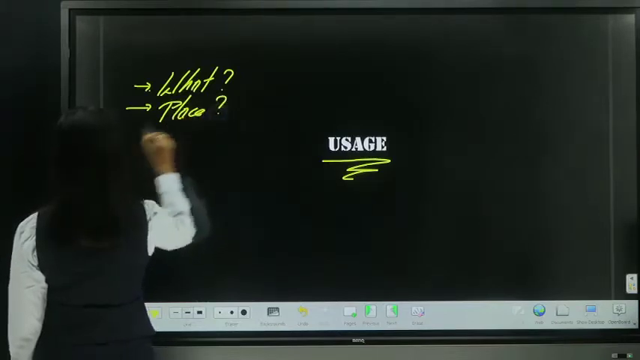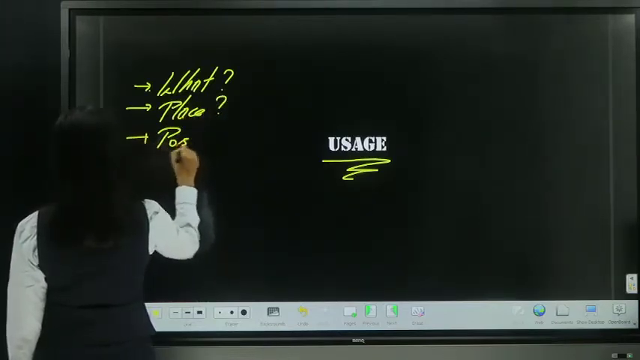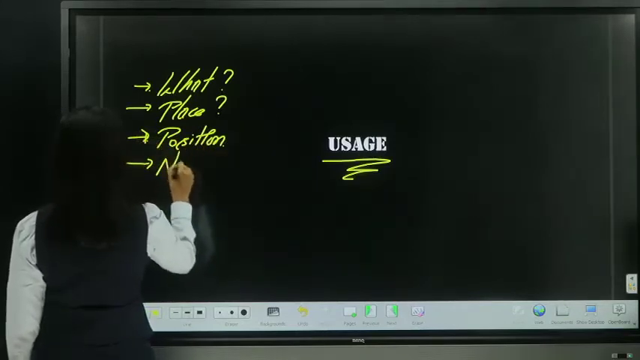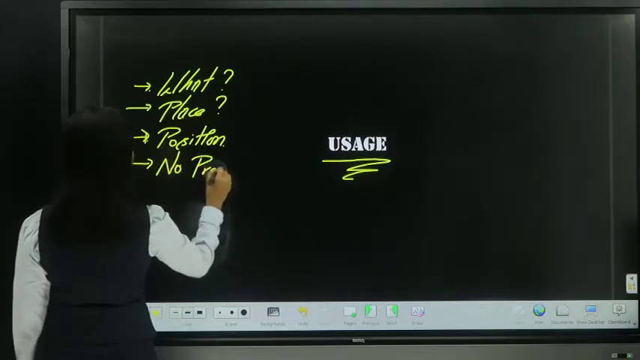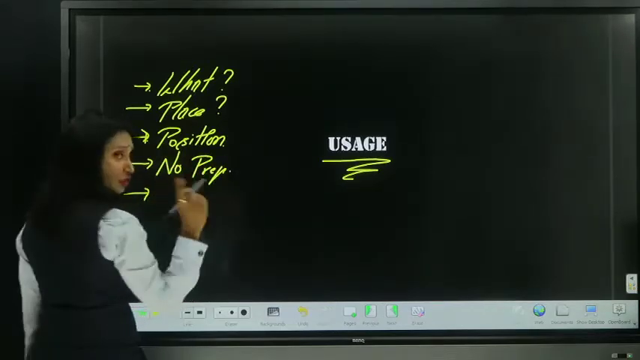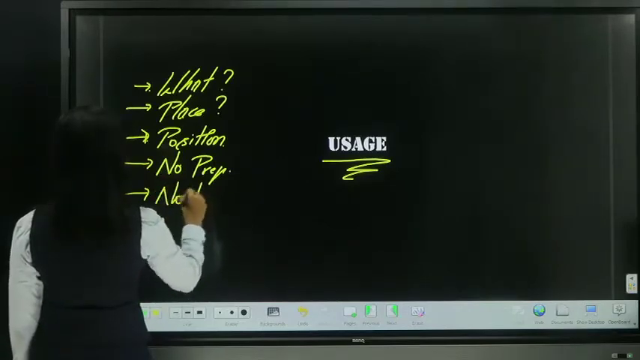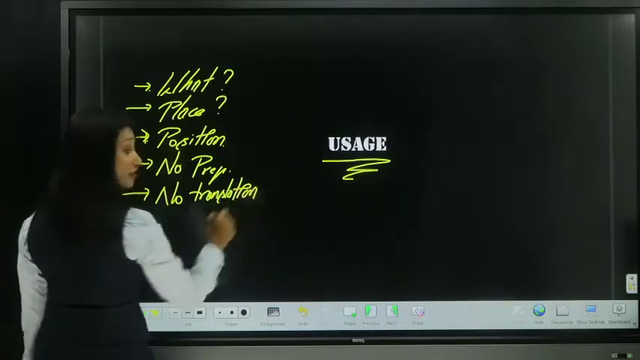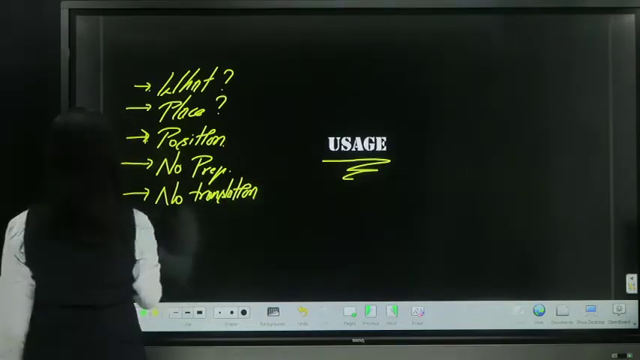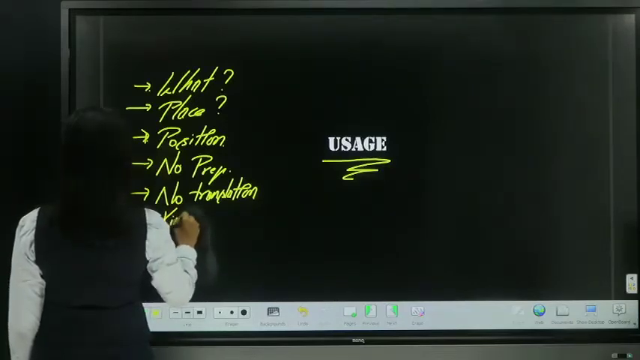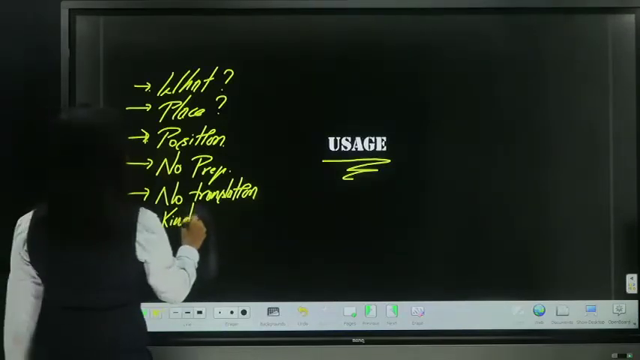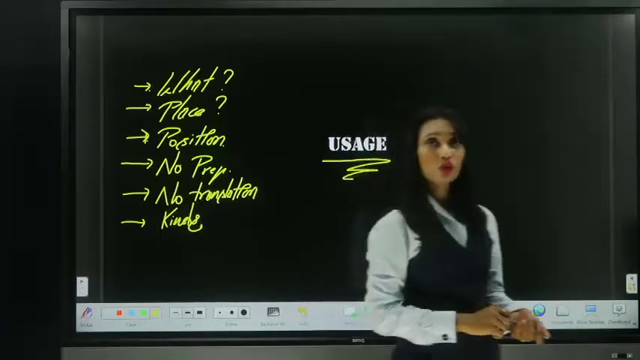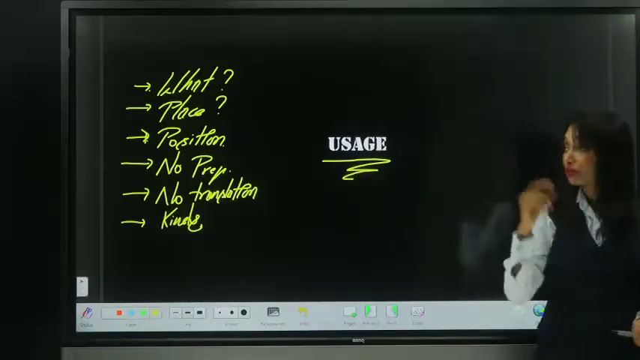What is a preposition, the place of preposition, the position of preposition, what if we do not use a preposition in a sentence, and no translation, word for word, not word to word. And we also saw kinds of prepositions. So far we have discussed these things. If you have any doubts in any of these, let me know so that we can discuss them before going to the usage.